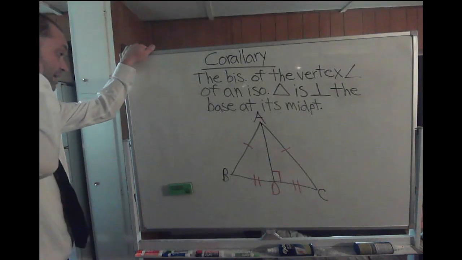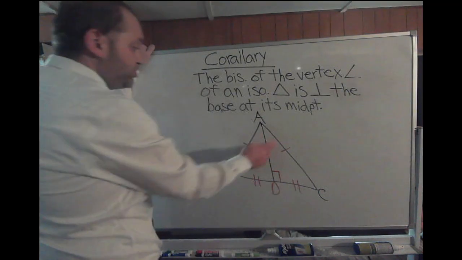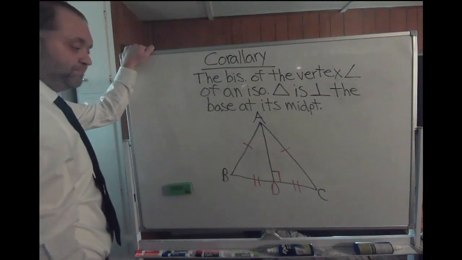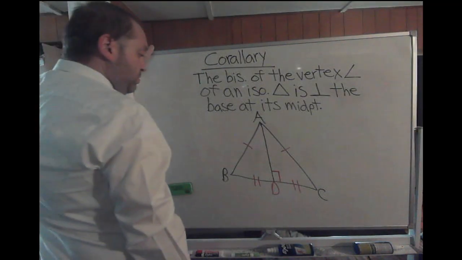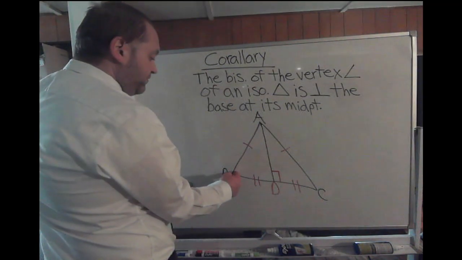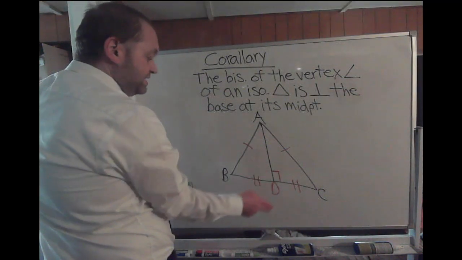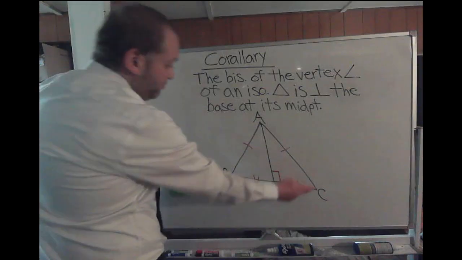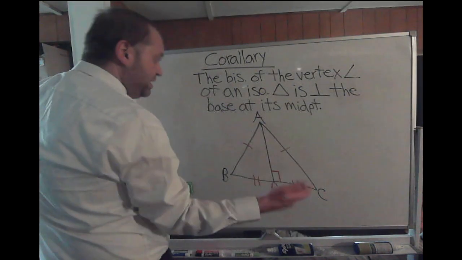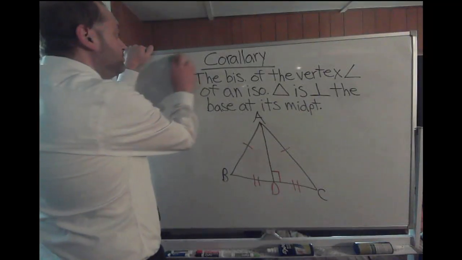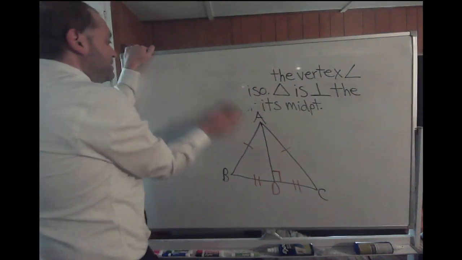Now let's say we decided to draw this triangle. Any of these angles could be the vertex angle, right? Well, if I drew it from angle B, it should still be perpendicular to AC at its midpoint. And from angle C, it should be perpendicular to AB at its midpoint. So keep those in mind.